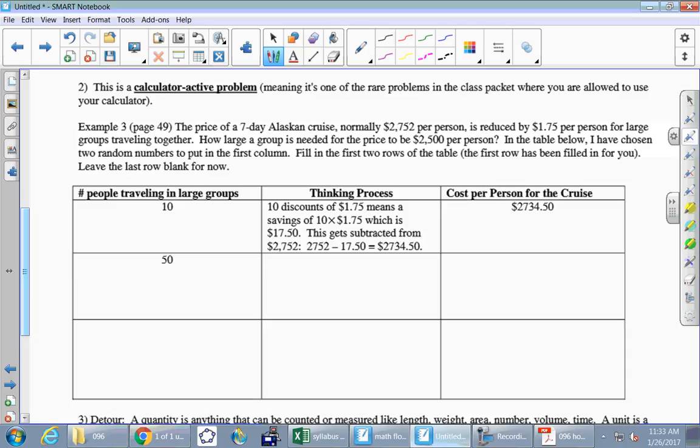Let's try it when there's 50 people. We're going to play the same game. I've got 50 people and I've got a discount of $1.75 each. What am I doing with those numbers? So we're multiplying. So again, one of the few places where I say go ahead and use your calculator. So if you have it out, great. If you don't have it out, don't worry about it. We just need one person to help us out here.